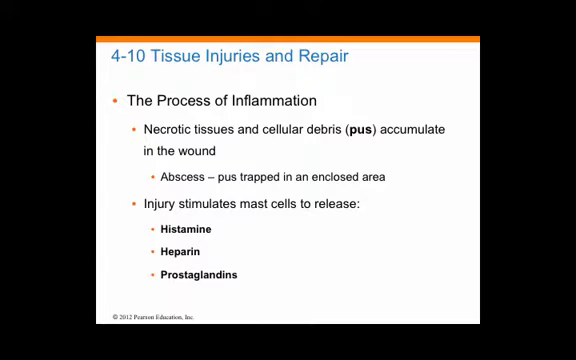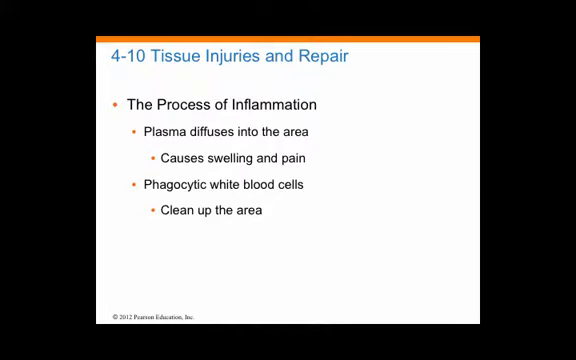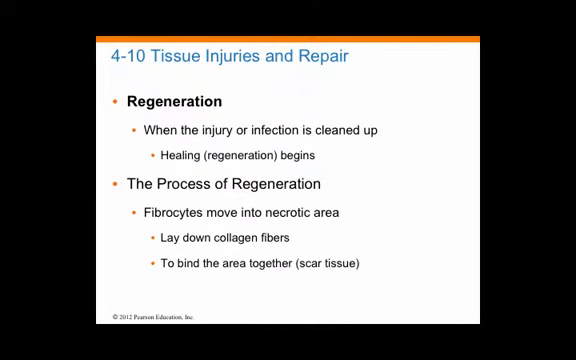Mast cells release histamine, heparin, and prostaglandins that increase blood circulation to the area, causing warmth and redness, but also bringing nutrients and oxygen and removing wastes. Phagocytic white blood cells clean up the debris. The second response of the body is regeneration. Regeneration is when the injury or infection is cleaned up and the healing begins.